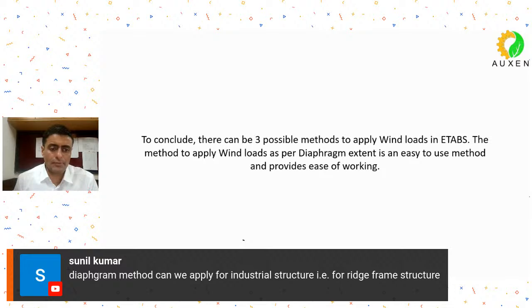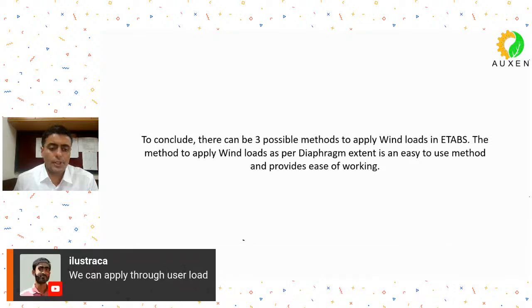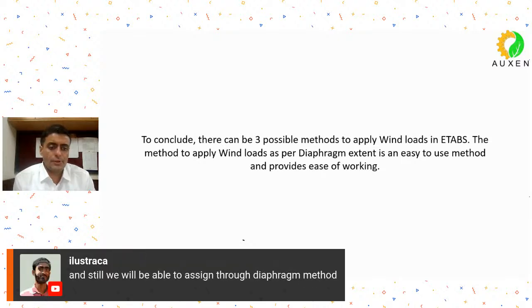Mr. Sunil is saying the diaphragm method can be applied for industrial structures, that is, for ridge frame structures. I think he's asking about a truss type or a pitched roof structure. Yeah, for a pitched roof, I think this method will not work quite well. As I told you, this method of diaphragm assignment will work when you have a building-like regular structure.